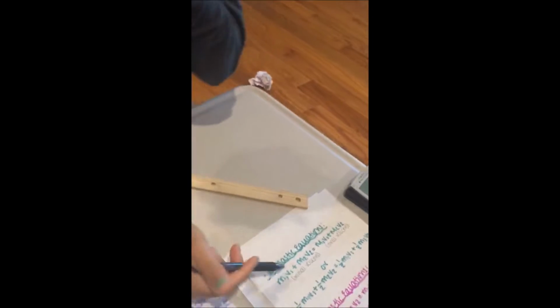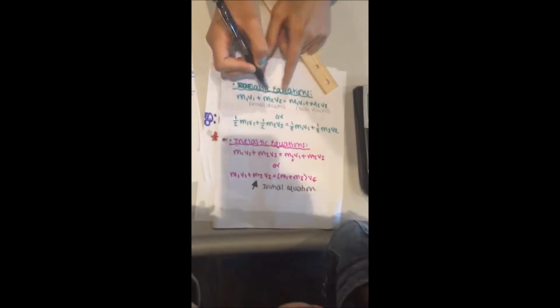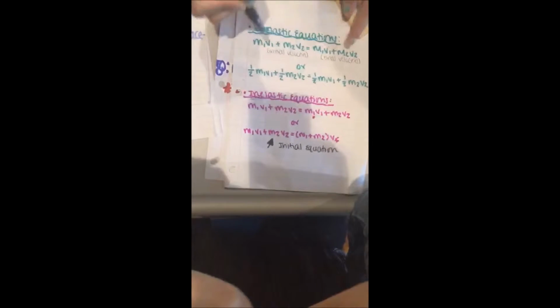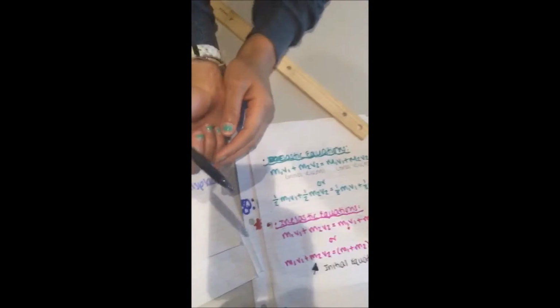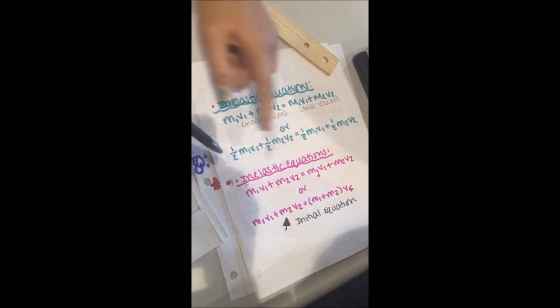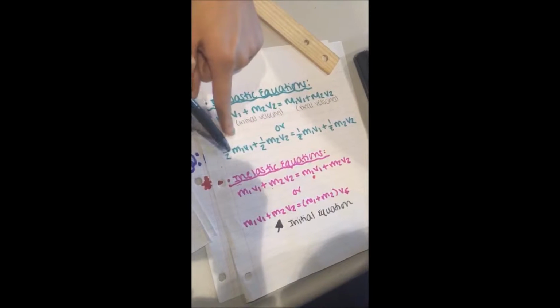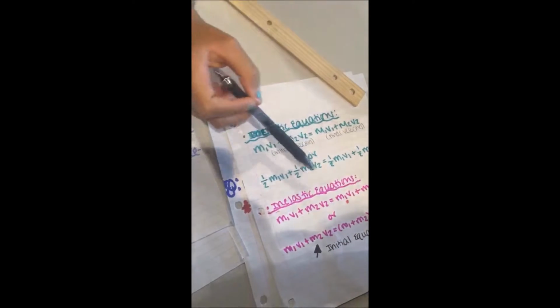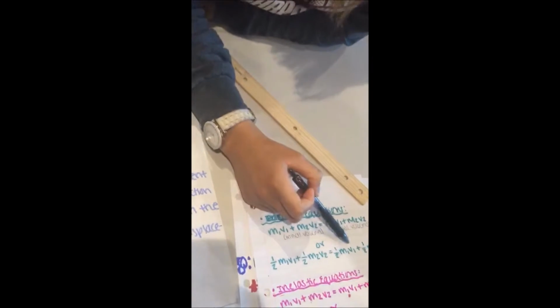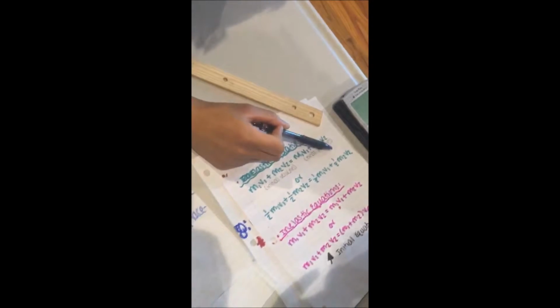So say you're using this for an example, and you are given the final velocity and only one of the initial velocities, you may have to solve for just the initial velocity. Or it can be put as this: 1/2 m1 v1 squared plus 1/2 m2 v2 equals 1/2 m1 v1 plus 1/2 m2 v2.